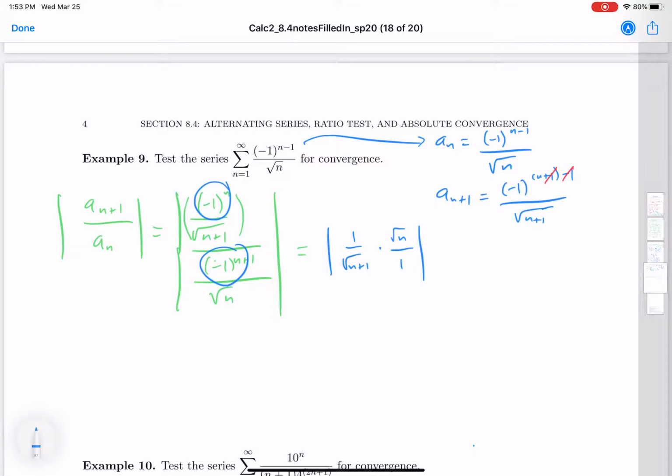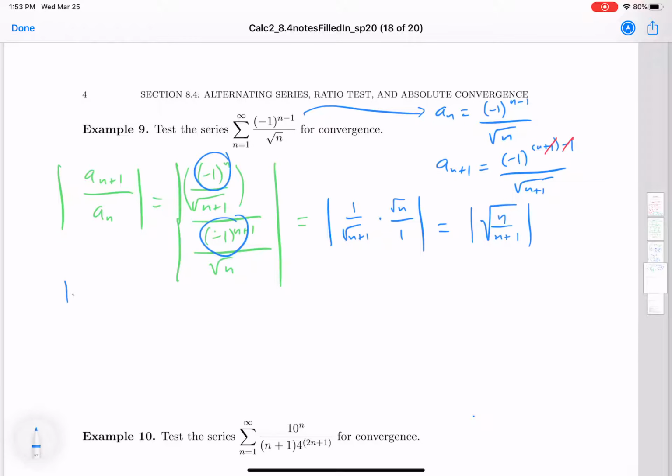And this ends up giving me the absolute value of the square root of n over n plus 1. So what is the limit as n goes to infinity of the absolute value of square root of n over n plus 1? Well, it equals 1. And the ratio test is inconclusive. So that doesn't help us at all. That was a terrible example to start off with.